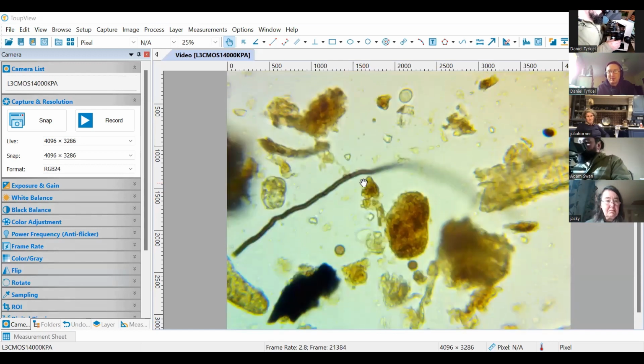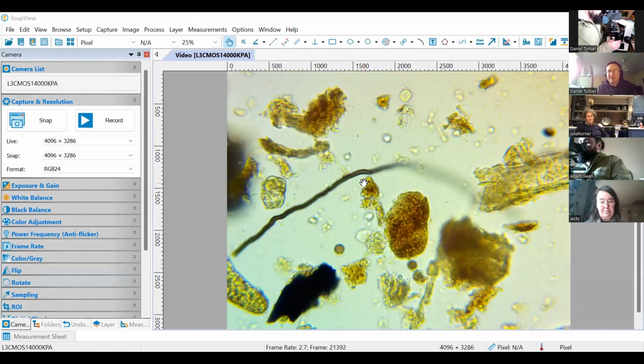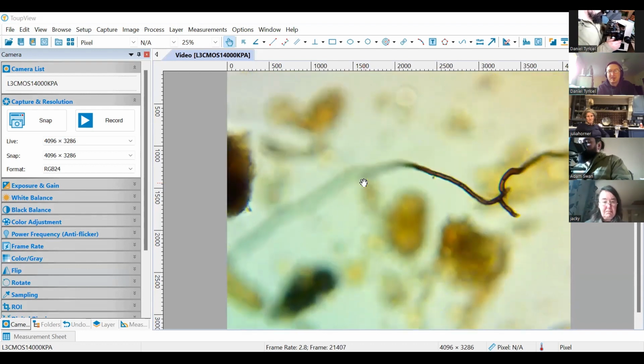So this is what we do in the lab. We cross-reference each other that way to be able to do that. Adam, what do you see?